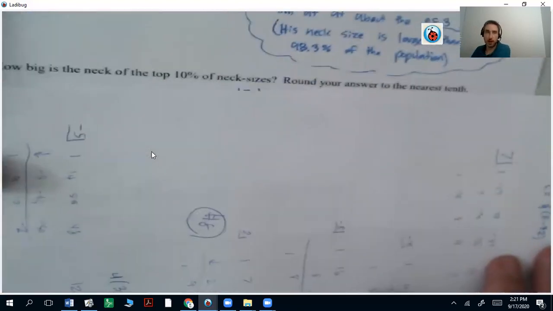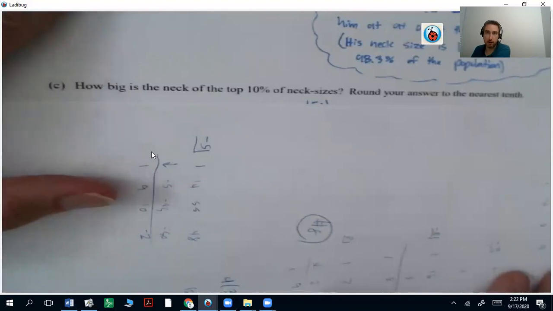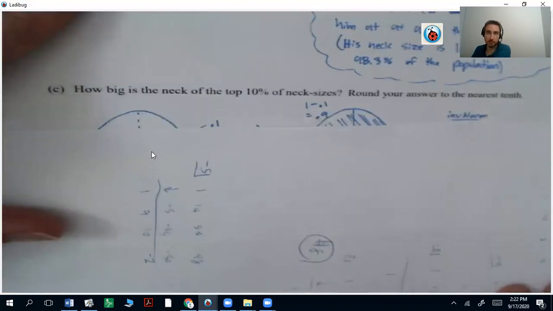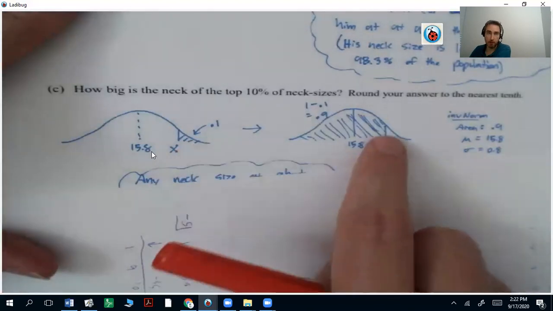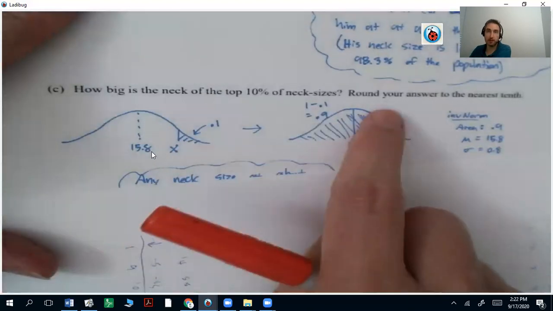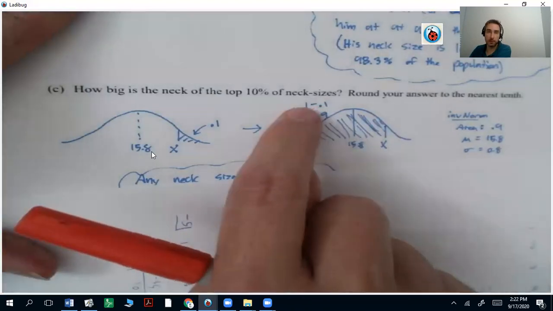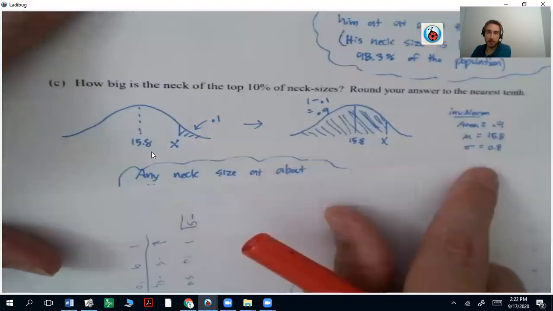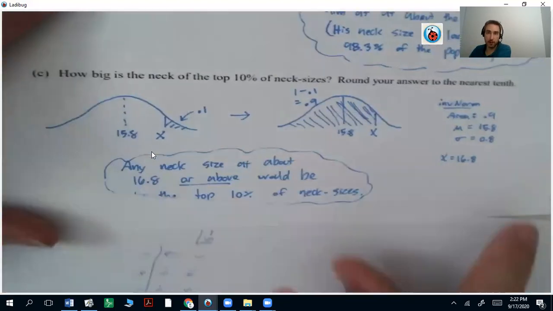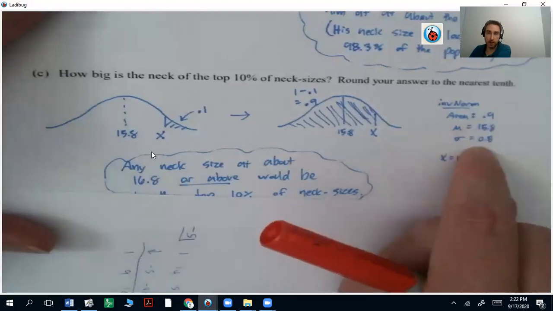And our last question, how big is the neck size of the top 10% of neck sizes? Round your answer to the nearest tenth. Well, top 10%'s up here. Remember, for our calculations, we're looking below that same number. So we're going to subtract the 10% from 100% to get 90%, 0.9. I like to use inverse norm for these. So I just say inverse norm area is 0.9, mean of 15.8, and standard deviation is 0.8.